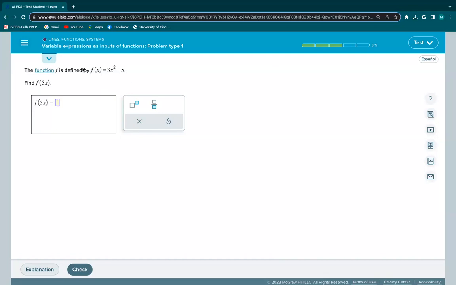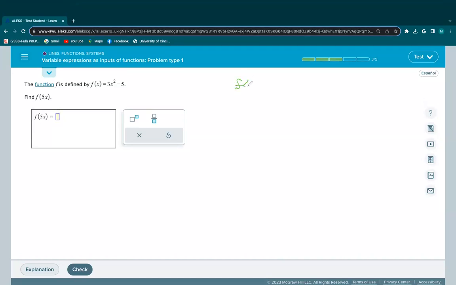And we are replacing the x with a 5x. So f of x is 3x squared minus 5. And I am finding f of, instead of x, I want to make it a 5x. All right, so we're going to rewrite the problem. Every time I see an x on the right, I'm going to replace it with a 5x. So I start with a 3. I've come up to my x, so that is going to become a 5x.